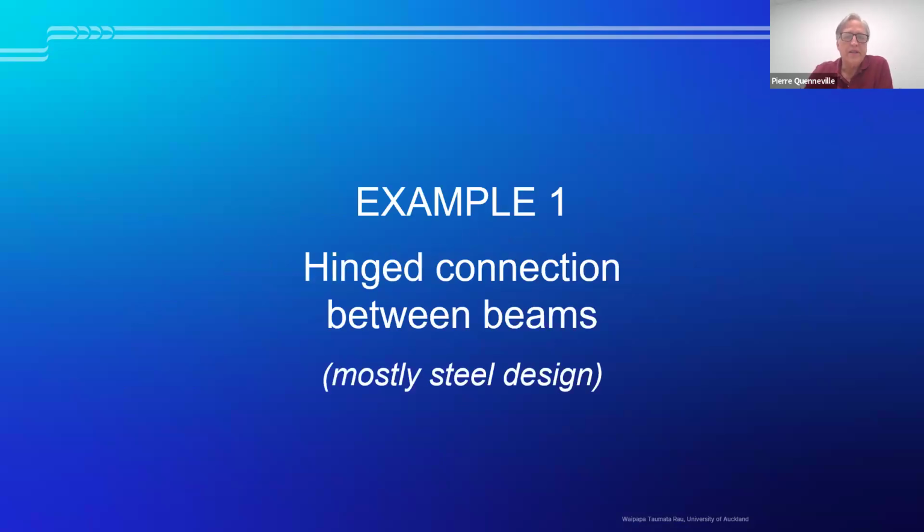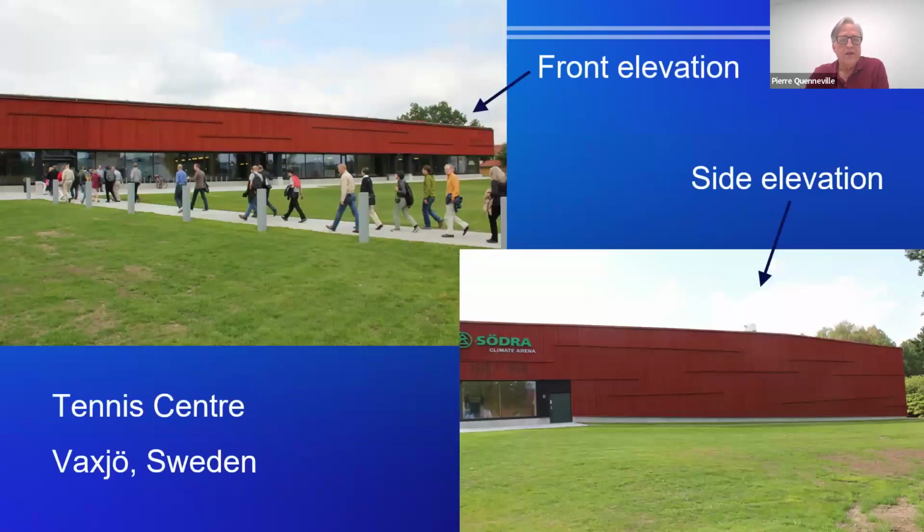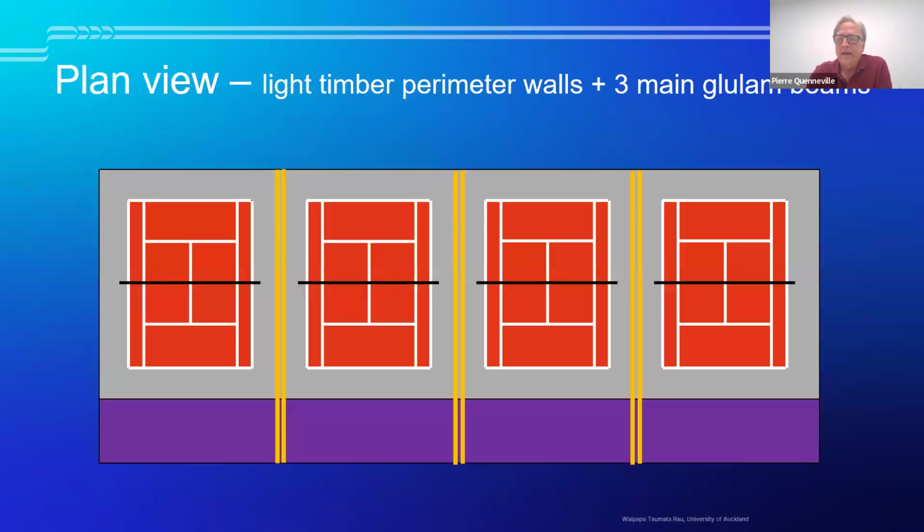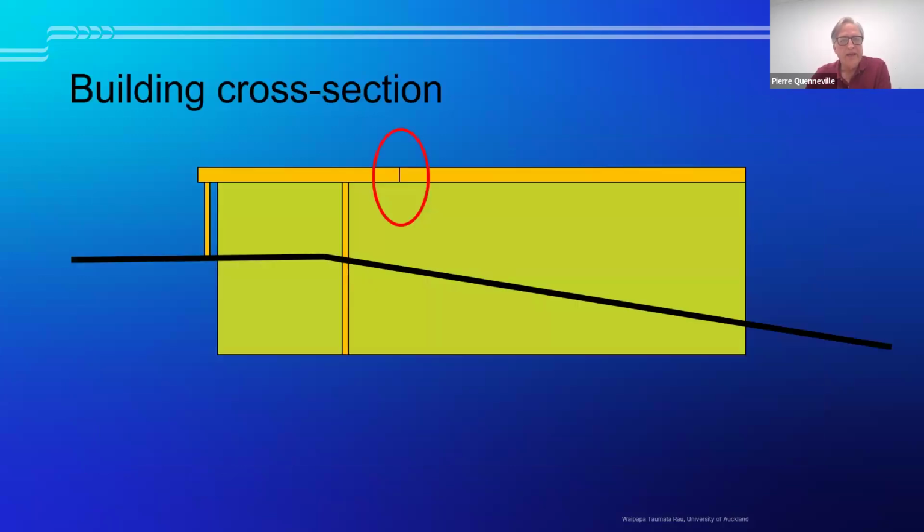Well, the first one is a connection between beams, and this one involves mostly steel design. So it's a practical example that I show to my students. It's a tennis center that I visited in Sweden. The plan view is where you have 4 tennis courts. The perimeter walls are light timber framing, and there are 3 main glulam beams supporting the roof. The cross section of the building is as shown.